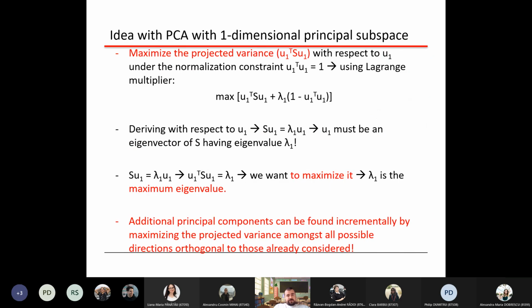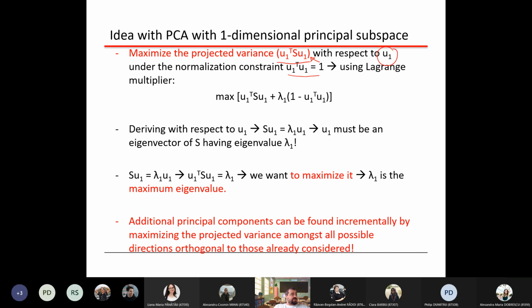And now what we want to do is to find the value of U1, so that the variance of the projected data is maximized. So since the variance of the projected data can be written like this: U1 transpose multiplied by S multiplied by U1, we need to find U1 that will allow me to maximize this value, under the constraint that U1 is normalized. So U1 transposed multiplied by U1 equals 1.